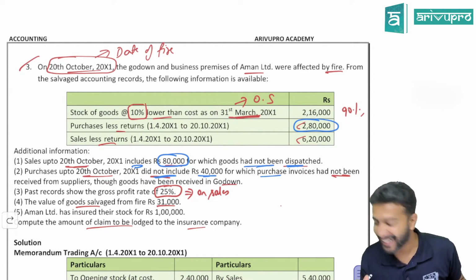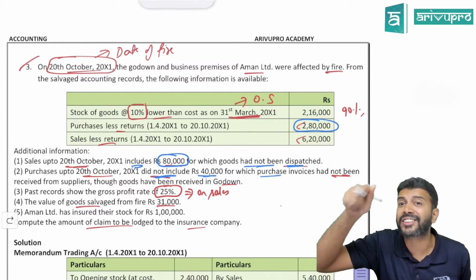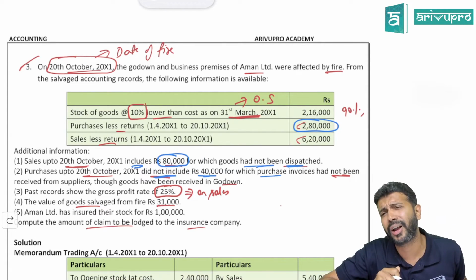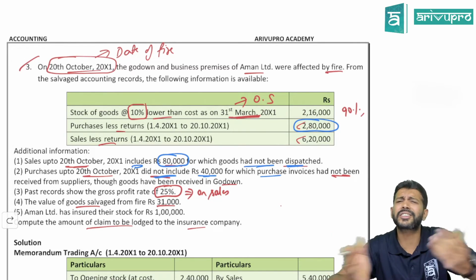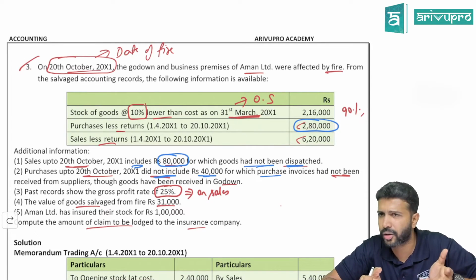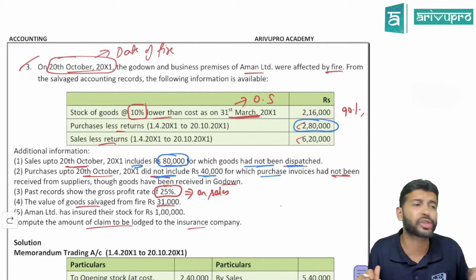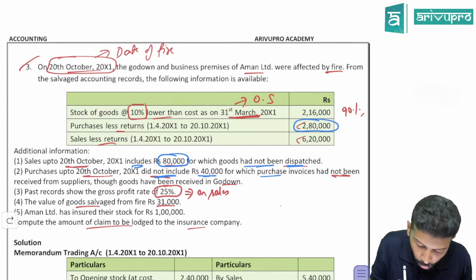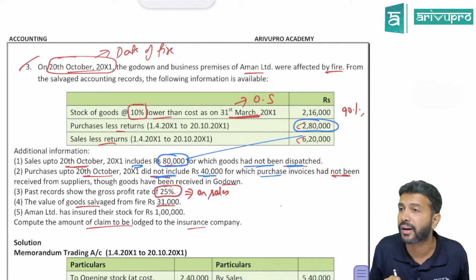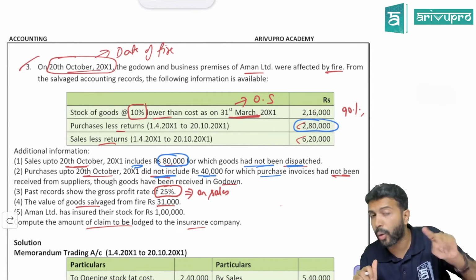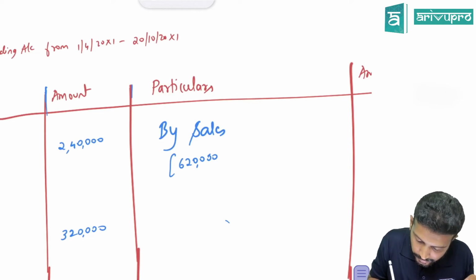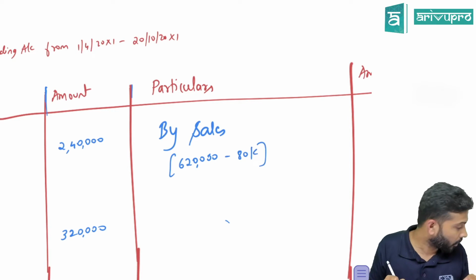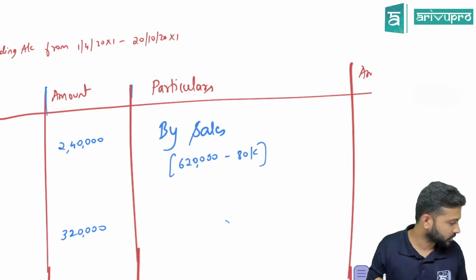Correct or no? So I have treated it as a sale, but in reality, is this a sale now? Because this transaction will become null and void. Why? I will not be in a position to give her the goods because those goods have got destroyed. But have I already included this 80,000 here? Yes, that's what they're saying. So hence now what I have to do? Deduct 80,000. Understood everybody? Perfect.